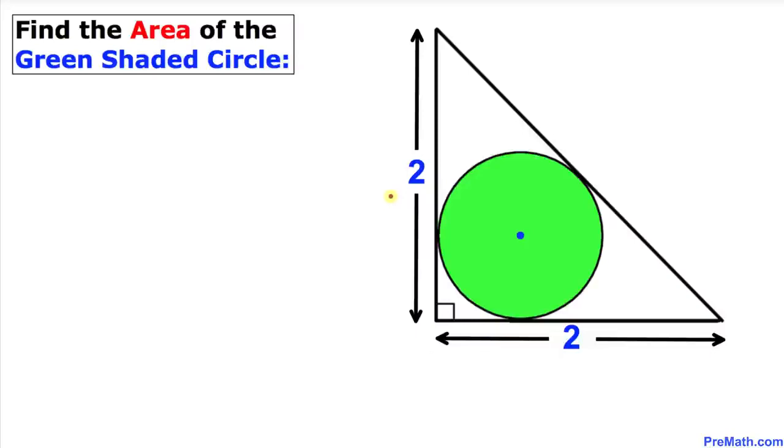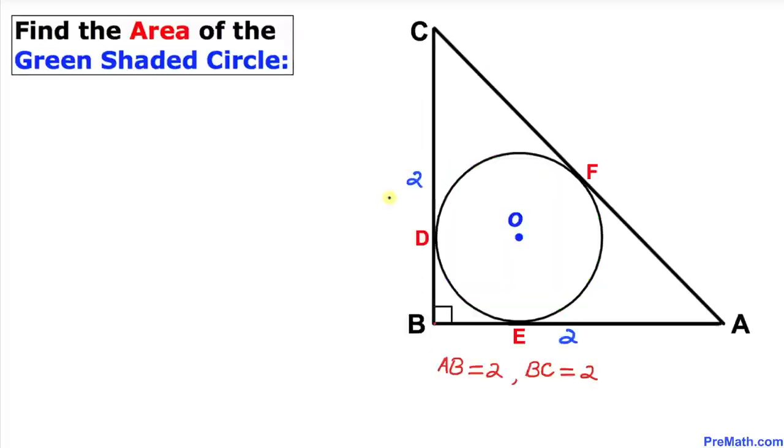Welcome to Premath. In this video tutorial, we have got this right angle isosceles triangle, and in this triangle we have got this circle that is inscribed in it. And moreover, the side lengths of this triangle are 2 units each. And now we are going to find the area of this green shaded circle. So let's go ahead and get started with the solution.